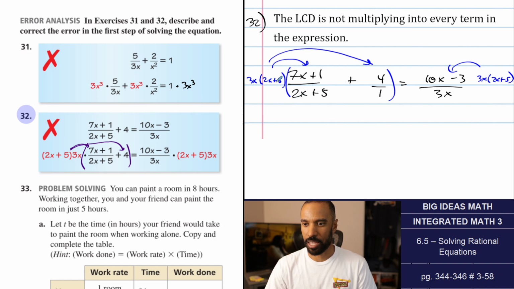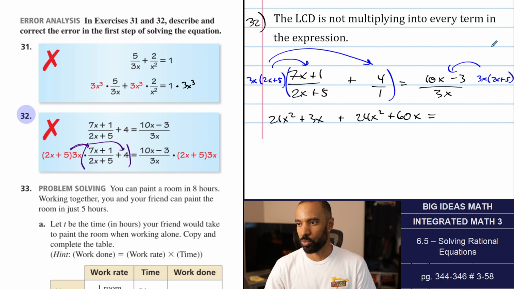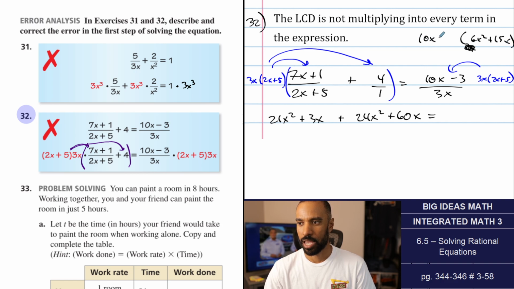So the 2x plus 5s cancel in this terminology, and you have 3x times 7x plus 1. You get 21x squared plus 3x. Here, this multiplies into all of these. 6x squared plus 15x times 4. That's 24x squared plus 60x. I'm trying to do that all in one step. And then 3x squared, 6x squared plus 15x times 10x minus 3. I think they just want you to fix the mistake, but I'm showing you how the fractions bust ultimately. I don't think I have to do all this.